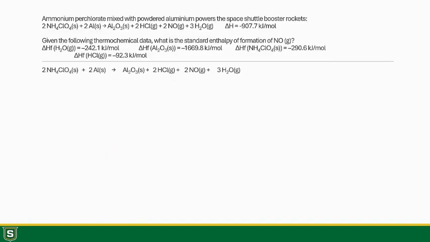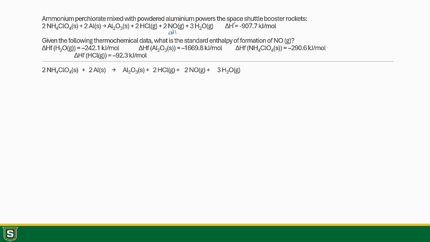All right, this is a similar problem. Ammonium perchlorate mixed with powdered aluminum powers the space shuttle booster rockets. I have an equation. I'm given an enthalpy of reaction. Let's assume that's a 0. Given the following thermochemical data, what is the standard enthalpy of formation of NO? So it's asking about this thing.